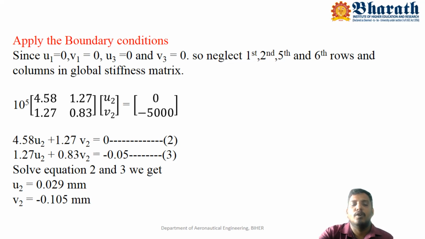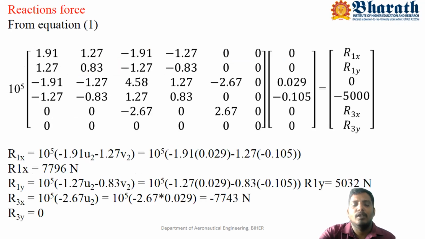While solving equations 2 and 3, we will get the unknown values U2 and V2. Then U2 is equal to 0.029 millimeter, and V2 is equal to minus 0.105 millimeter. Once we have calculated all the nodal displacements, we then have to calculate the reactive forces. So with all these nodal values, I am applying equation number 1. These are the finite element equations.